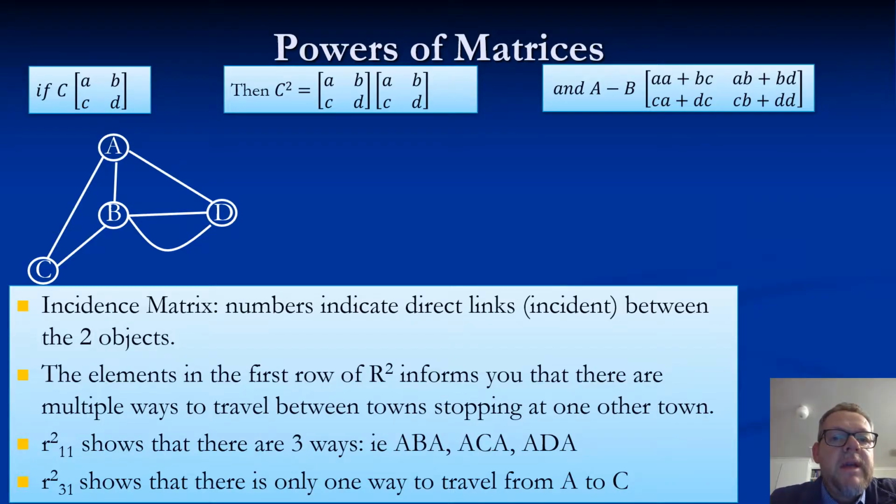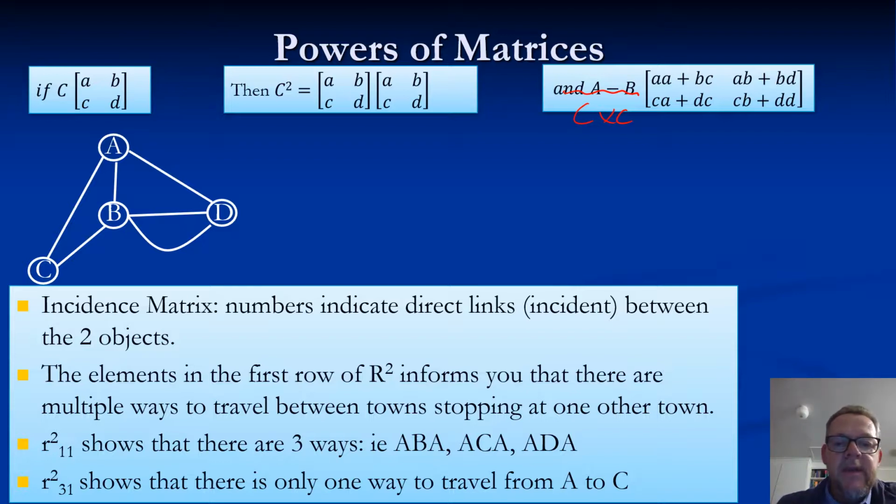So if we have a look at powers of matrices, we've got our rules. So if C equals A, B, C and D, then C squared equals one matrix multiplied by the other. But, oh, that's not right. That should be C times C. So I filled that line incorrectly, but essentially what it means is C times C is what we've got here. What else do we need to do?